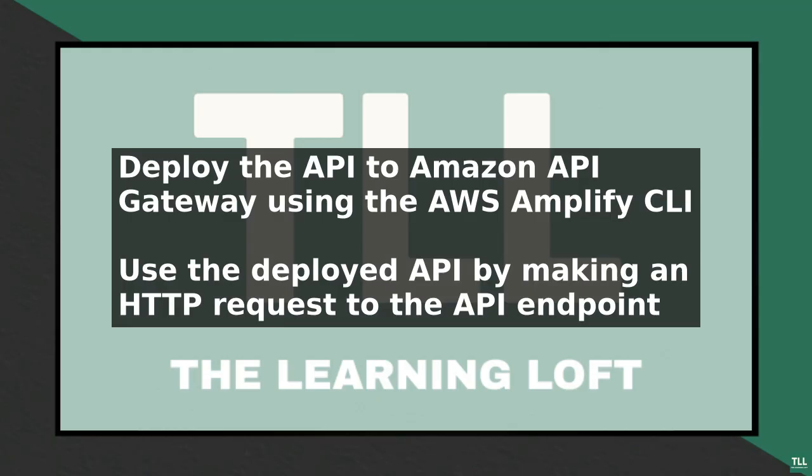To use the REST API, you will need to make an HTTP request to the API endpoint. You can use a tool like Postman or curl to make the request. You will need to provide the API key or authentication token in the request headers.